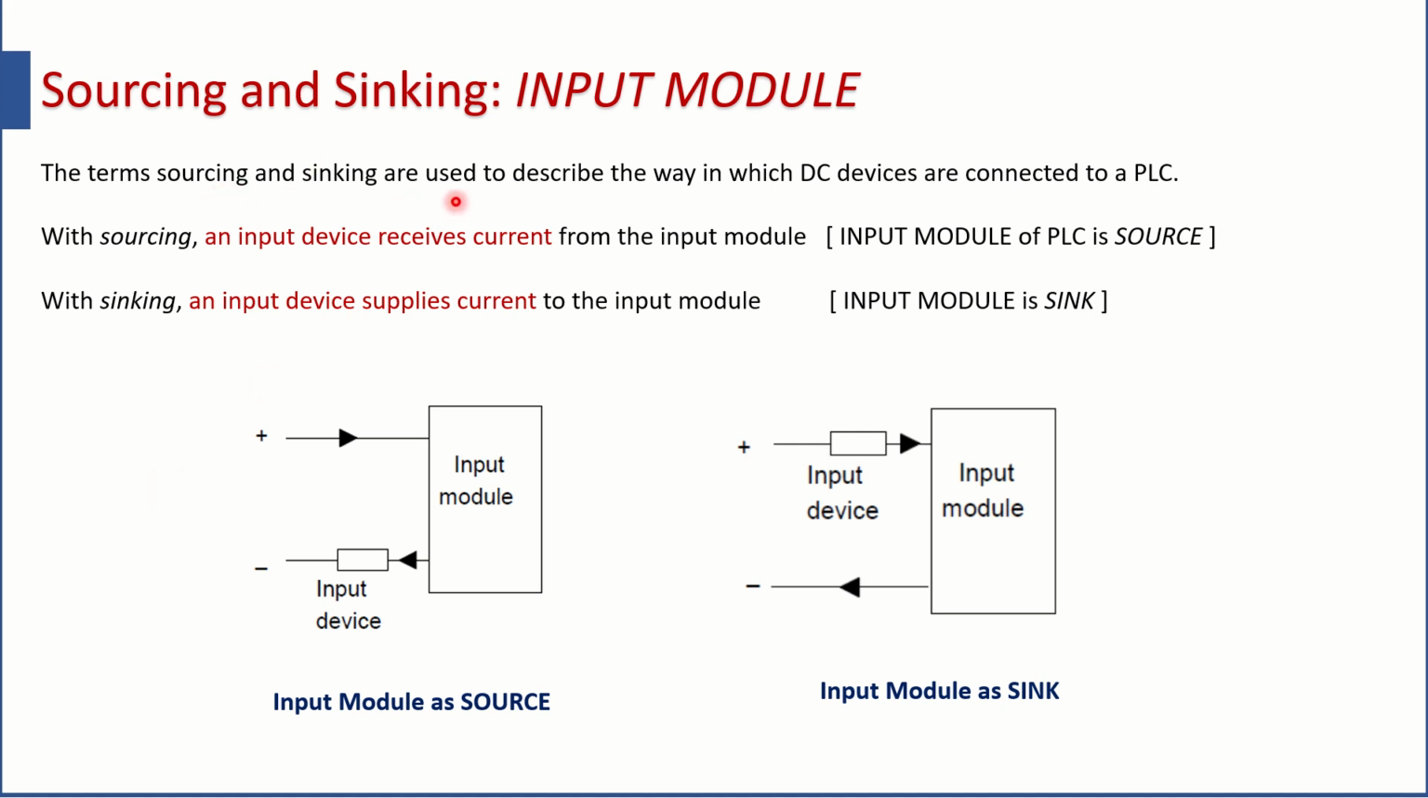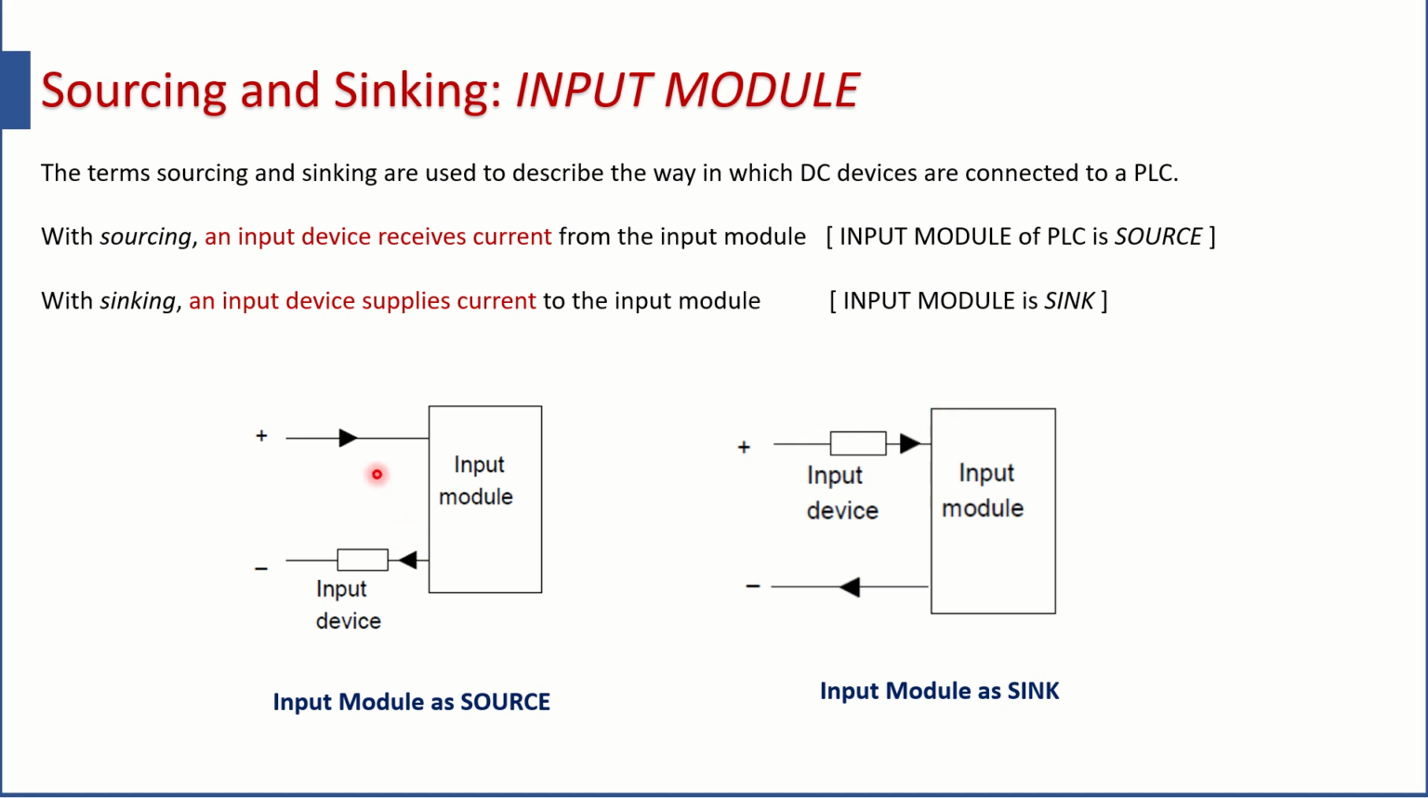The terms sourcing and sinking are used to describe the way DC devices are connected with the PLC. Now you see, when sourcing operation is there, an input device receives current from the input module. The input device receives current from the input module. However, for sinking, the input device supplies current to the input module. Are you getting the point?